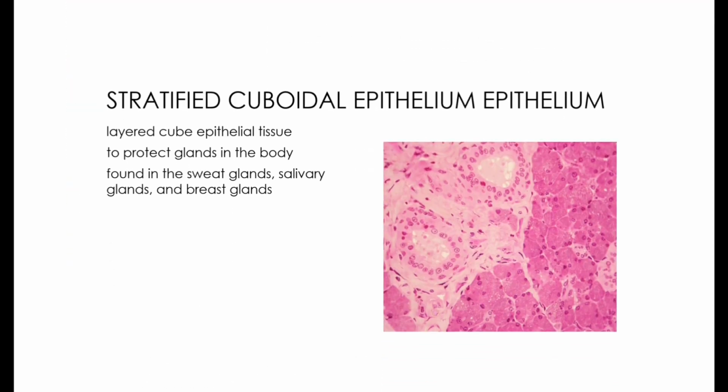Stratified cuboidal epithelium. It's a layered cube epithelial tissue that has more than one layer of cube-shaped cells. The function of this epithelial tissue is to protect glands in the body, and layered cube epithelial tissue is found in sweat glands, salivary glands, and breast glands.